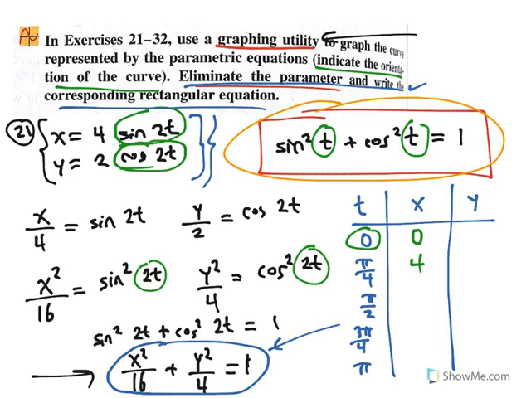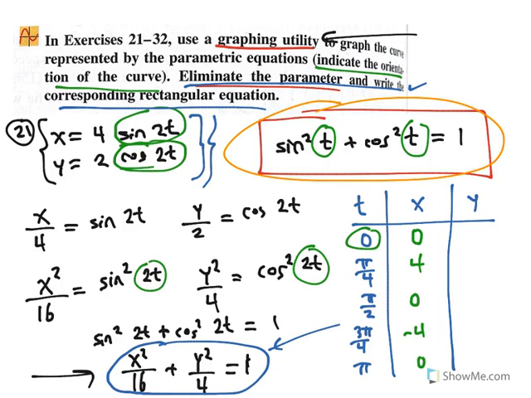If t is pi over 2, 2 times pi over 2 is pi. Sine of pi is 0. 4 times 0 is 0. If t is 3 pi over 4, 2 times 3 pi over 4 is 3 pi over 2. Sine of 3 pi over 2 is negative 1. And 4 times negative 1 is negative 4. And if t is pi, sine of 2 pi will be 0. 4 times 0 is 0.